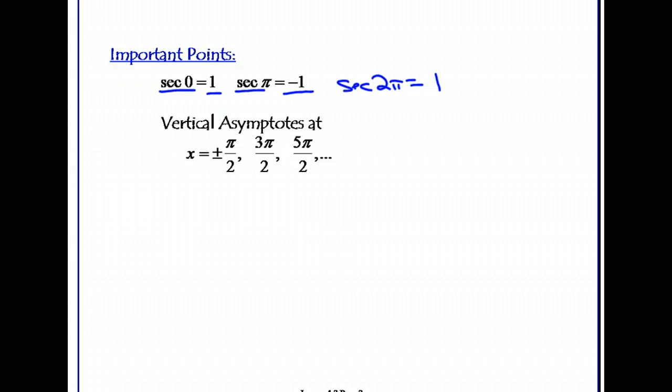Where can you not take the reciprocal? You can't take the reciprocal when the cosine is 0. Where would that happen? At pi halves, 3 pi halves, if you keep rotating around, 5 pi halves, etc. Okay, easiest to just remember the cosine graph. But if you want to write down some key points, these are the key points.